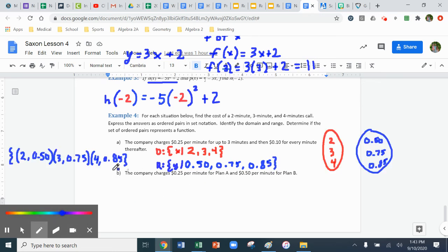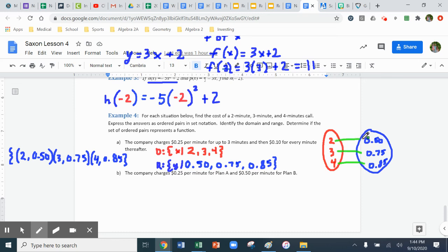Now that we have our domain and range, we can write our answers as ordered pairs. So to do that, we can set up a bracket, pair the 2-minute call with 50 cents, 3-minute call with 75 cents, 4-minute call will be 85 cents. And then determine if it's a function. So we'll set up our mapping diagram. The 2 is paired with the 50 cents, the 3 is paired with the 75 cents, and the 4 is paired with the 85 cents.